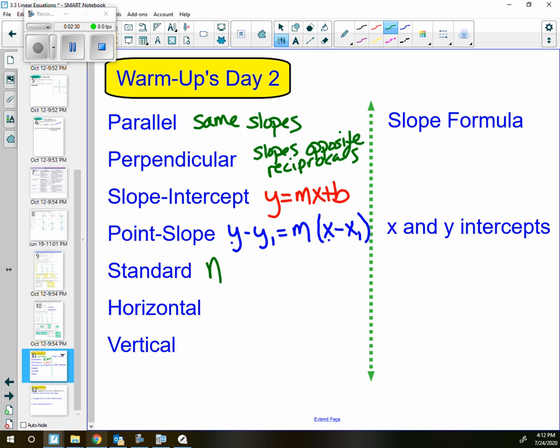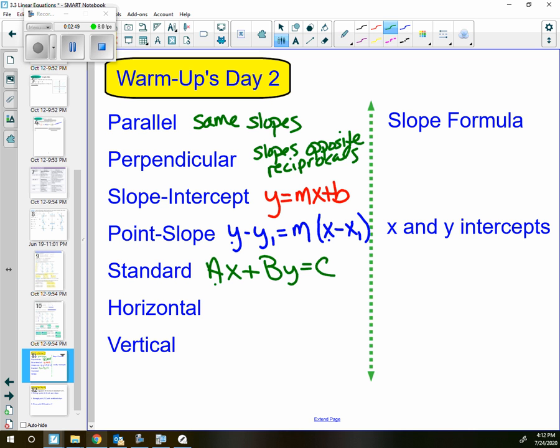All right, standard form. This is the one that we get a lot of times: Ax plus By equals C, where the A, the B, and the C are integer values. That means whole numbers and their opposites, like 5, -7, 58, whatever it is. And it's super handy when the A value is positive, so that leading coefficient is not a negative number.